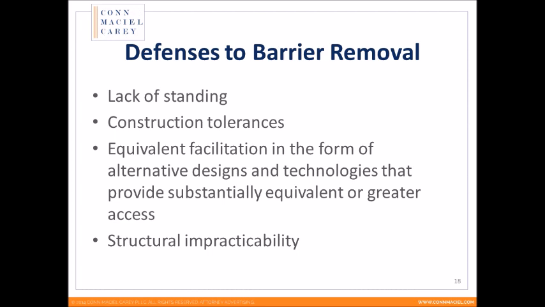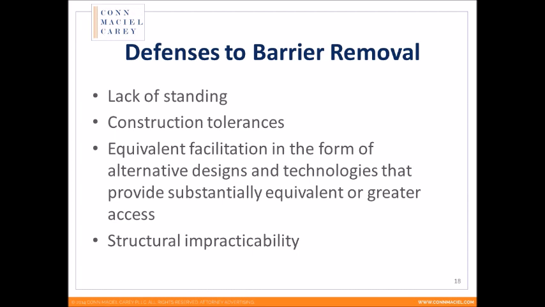Other defenses include equivalent facilitation in the form of alternative designs and technologies, if that provides greater access, or just general structural impracticability. If we've got something where you've got a structural wall that literally cannot be moved because it would completely destroy the entire integrity of the rest of the building, that's something that we'll be able to use as a defense.